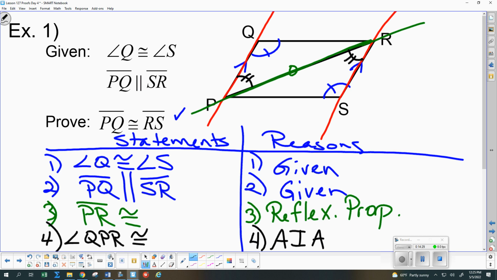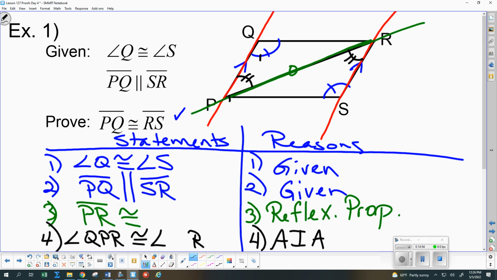It's congruent to, and then the other one needs to have R as its middle letter in that bottom triangle. I'm going to try to go ahead and line these up in the correct order. So when I wrote QPR, I started at the blue 1 tick mark, went to my alternate interior angle, and then went over to R.